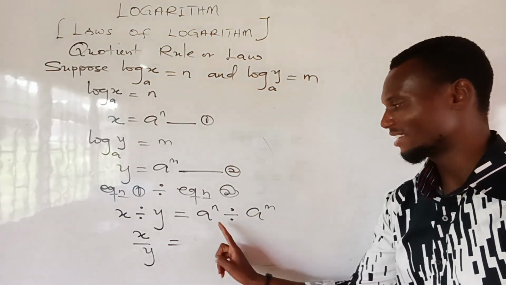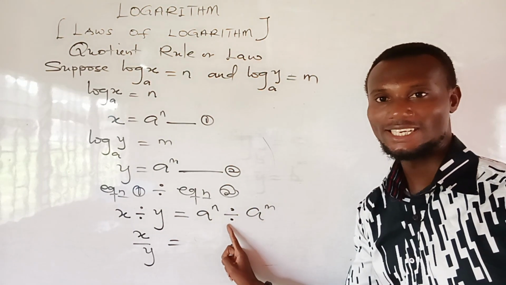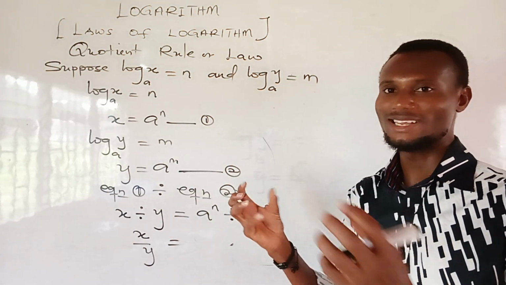Now the law says that if the bases are the same and they are dividing, all that we need to do is subtract the powers.